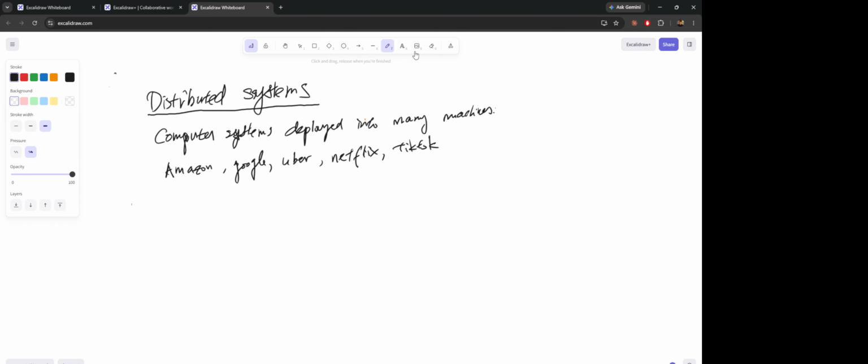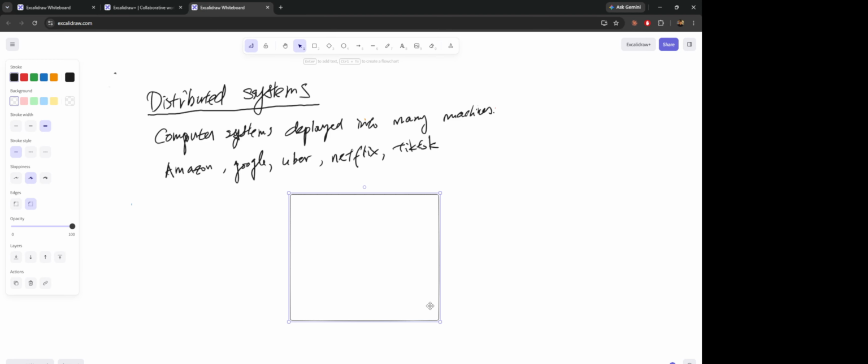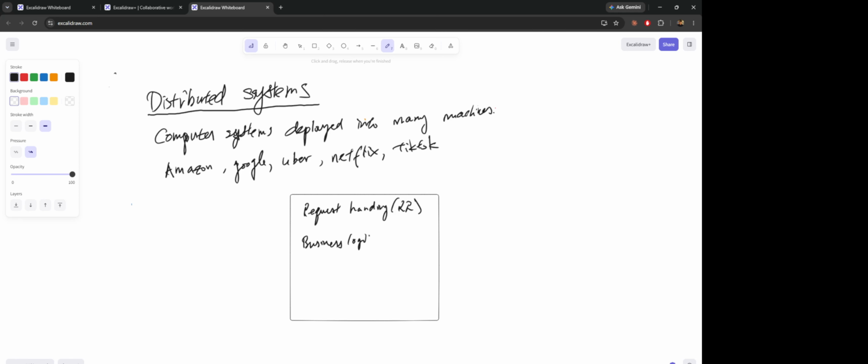Traditionally, applications are split into kind of a three-tier model. So, to draw this, there are three tiers. One, request handling, also called request routing, RR. And then we have the business logic, which does the computing. And then we have the storage, which is the database.